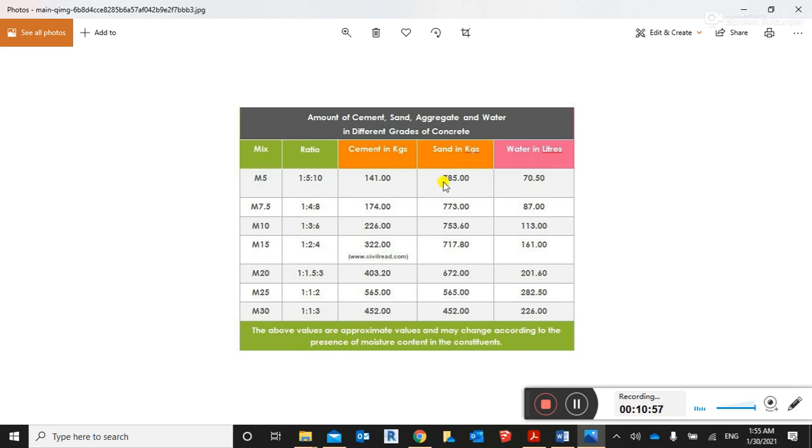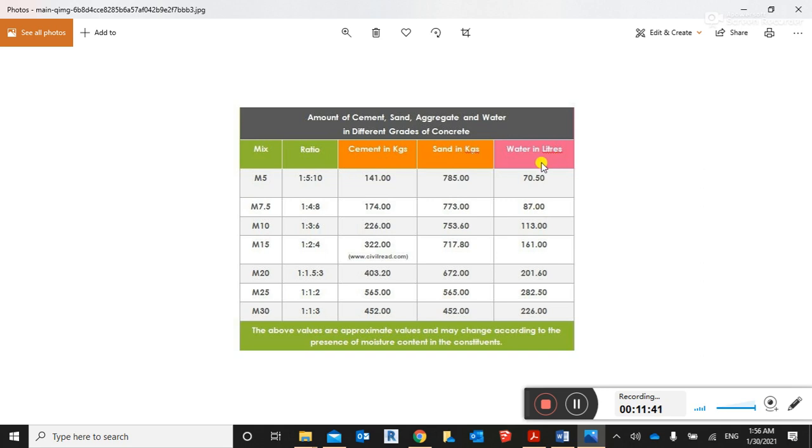Sand in kg, guys: 700 for this grade of concrete M5. The amount of sand is 785. The amount of sand in M7.5 is 773 kg in 1 cubic meter of concrete. In M10 753 kg. In M15 715 kg, guys. In M20 672 kg. Amount of fine sand in M25 is 565 kg. In M30 the amount of sand is 453 kg, guys.